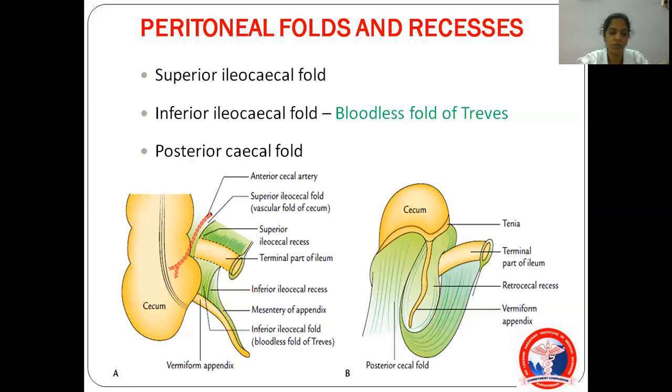Is it clear up to this? Are you following now? Up to this, what we have seen, first we have seen about the cardinal features of large intestine.